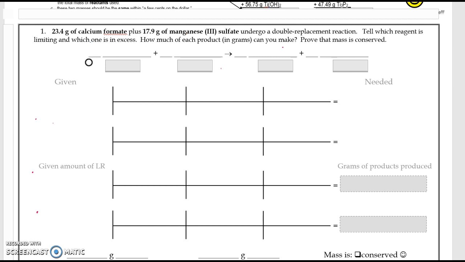Over here for this first problem, it says 23.4 grams of calcium formate. So make sure you know how to calculate the formula of calcium formate. It's Ca(HCO2)2 plus 17.9 grams of manganese sulfate. Manganese has a charge of 3 because I give you that. Sulfate has a charge of -2, so you swap the charges. And then it says that it's a double replacement, so we just swap our cations and we get calcium sulfate and Mn(HCO2)3. Hopefully everybody remembers that the metals are the cation.